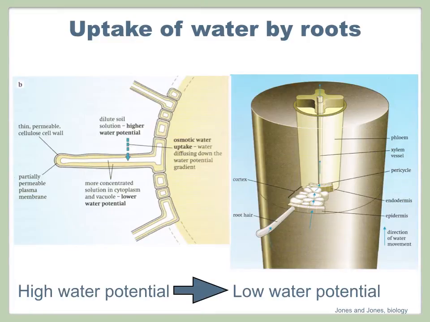So water moves from a high water potential from the soil water into the root hair cells, down its water potential gradient by osmosis. So it moves through the partially permeable membrane of the root hair cell. Remember that all water potential values of solutions are negative. So water moves from a higher, which is a less negative value, to a lower water potential, which is a more negative value.